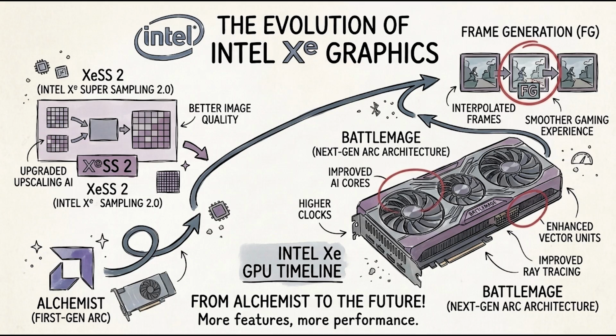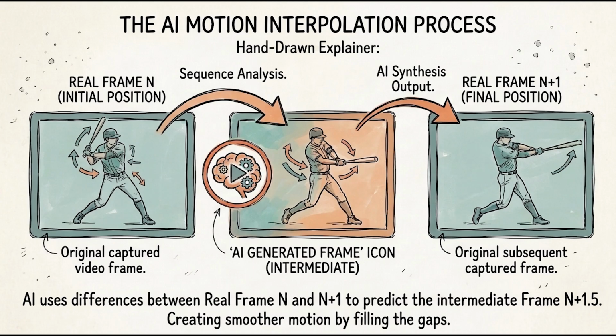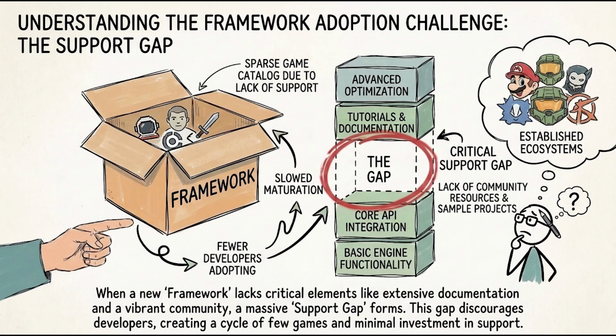XeSS 2 arrived with Intel's Battlemage generation and added frame generation to the mix. Same idea as DLSS 3 and FSR 3. AI-generated frames between the real ones for smoother motion. Intel even open-sourced parts of the framework for developer flexibility.